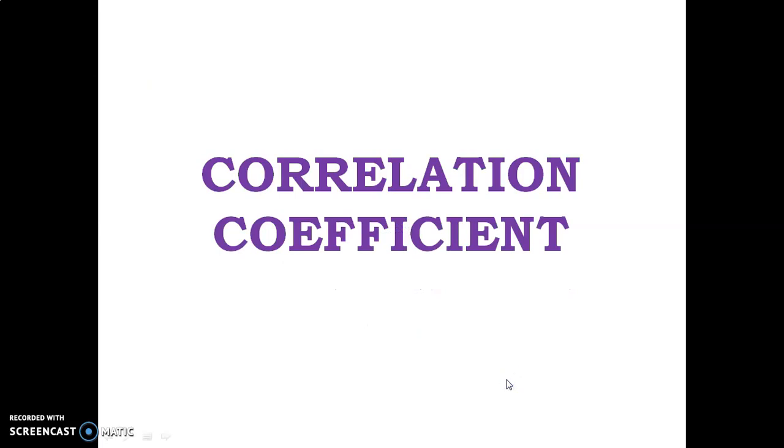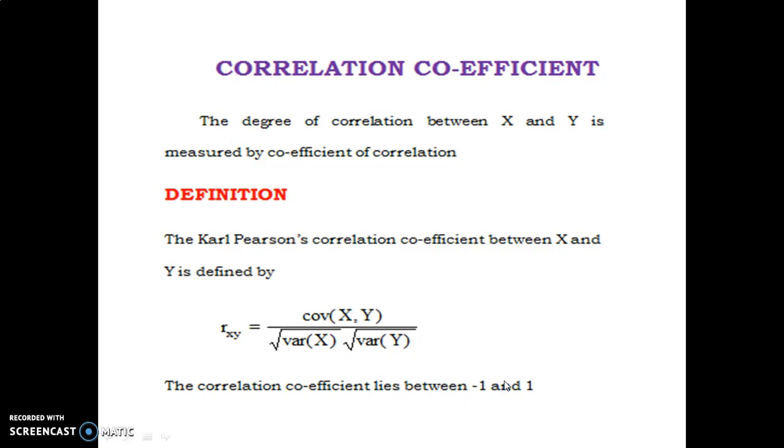In this video, we are going to see about the correlation coefficient. The degree of correlation between x and y is measured by the coefficient of correlation. Usually, the correlation coefficient is defined as the Pearson's correlation coefficient between x and y and is denoted as Rxy, and is defined as covariance of x comma y divided by square root of variance of x into square root of variance of y. The range of correlation coefficient is -1 to +1.